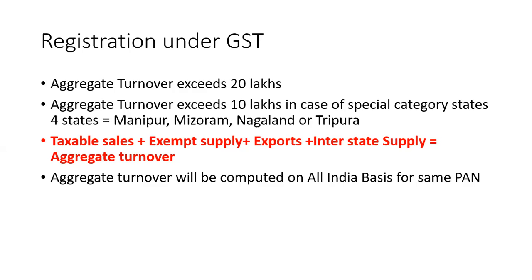Sikkim, Telangana, Uttarakhand. Remaining states and union territories have 40 lakhs if they are supplying exclusive goods. Exclusive goods like pan masala, tobacco and tobacco substitutes, ice cream, whether or not containing cocoa powder.